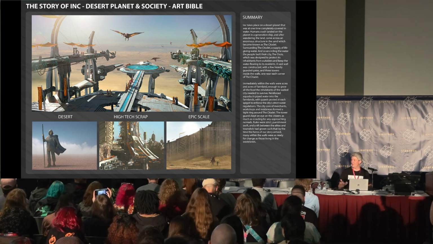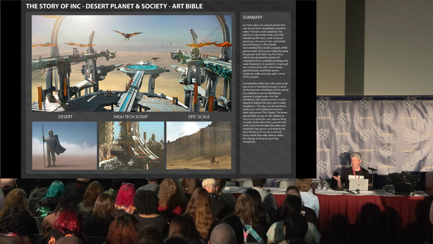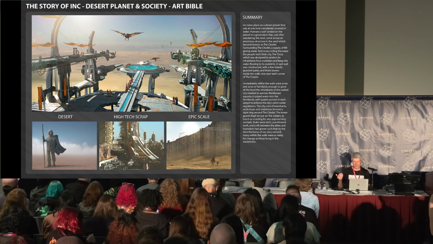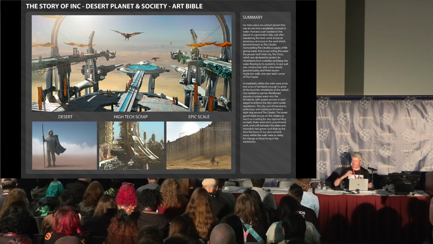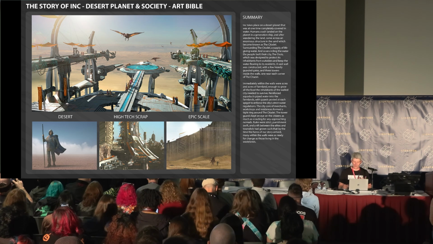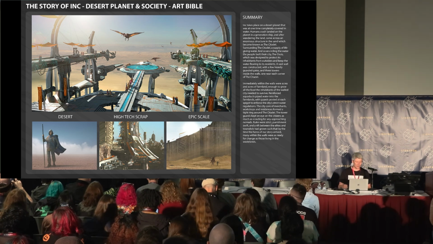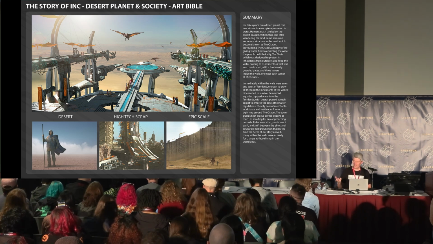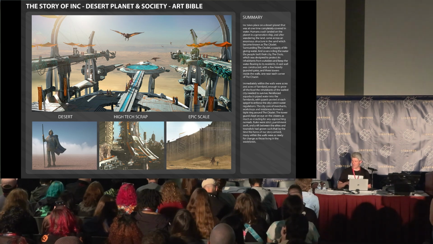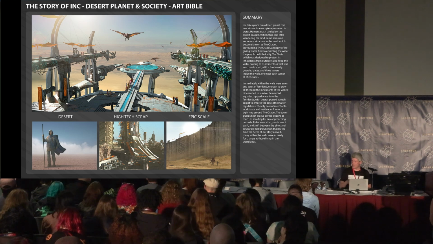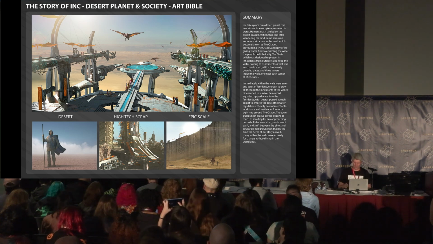And then there are the 3 pillars. So you might ask what pillars are. Pillars are basically the most important things, that if you follow these things, everything else can derive from them. For this particular group in the story, the 3 pillars were the desert, high-tech scrap, and epic scale. And to some extent, everything you're going to see in the art Bible represents these 3 big pillars.